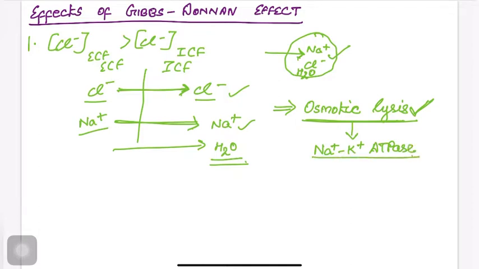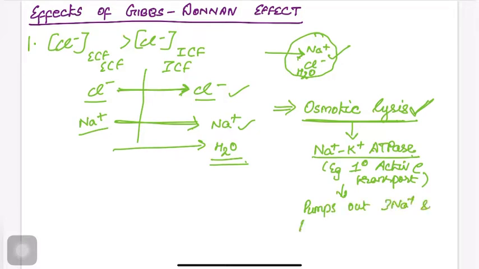As we already did in our first video on transport mechanisms, what is sodium potassium ATPase? It is an example of primary active transport. And what does it do? It pumps out 3 sodium and takes in 2 potassium, right? So as sodium is pumped out to the extracellular fluid, this effect of osmotic lysis is prevented, right?